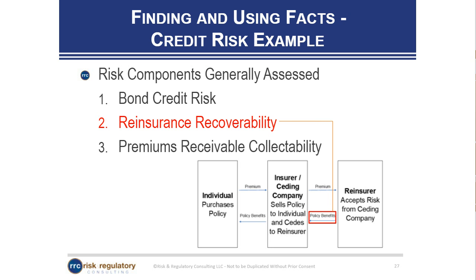So in the little graphic at the bottom, you'll see the typical insurance transaction in the two boxes to the left. An individual or some business purchases an insurance policy, pays a premium to the insurance company, who then, in the event of some kind of loss, will reimburse the individual for the policy benefits to the extent applicable under the insurance policy.